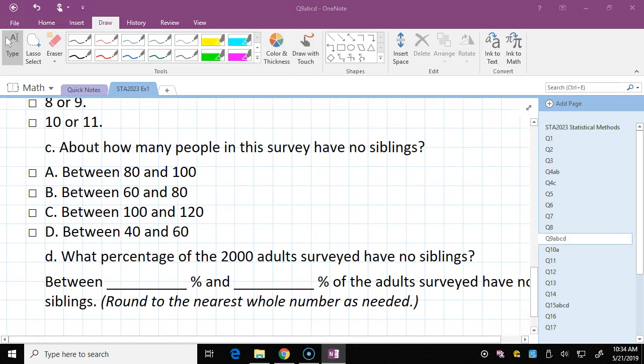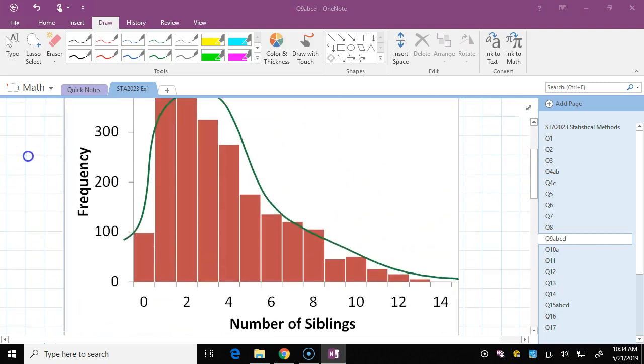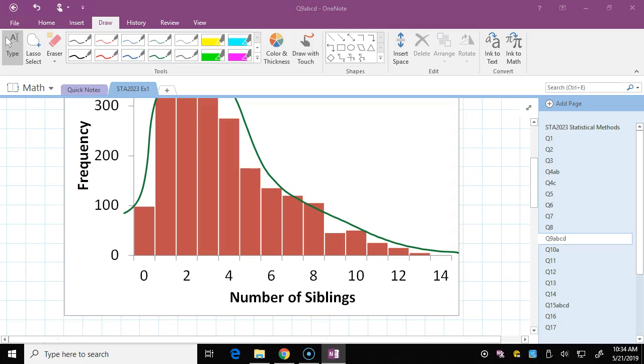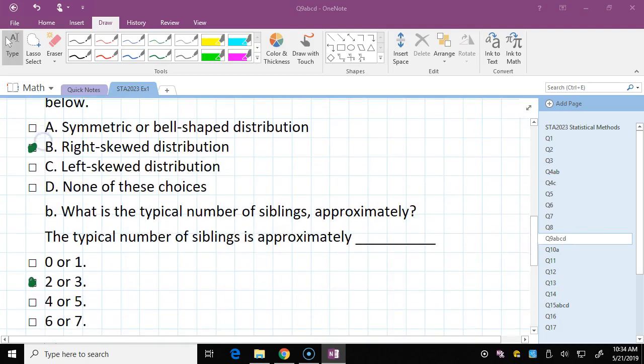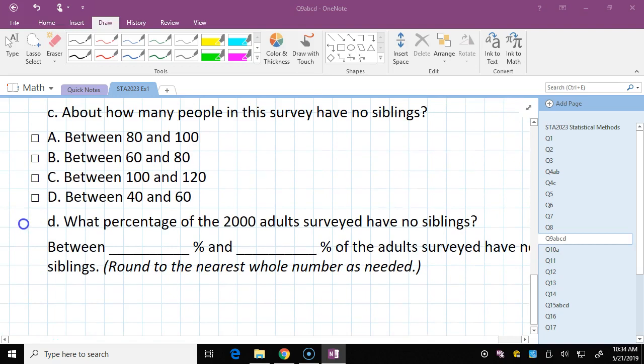All right, so C says, how many people in this survey have no siblings? So you come up to your graph and you look at no siblings and you give me a rough estimate. Say it again. 80 to 100. Although I wouldn't have probably said 80, I would have probably said 90 to 100. I mean, it's really darn close to 100. It's not at 100, but it's darn close to it. So going with their choices, it has to be A, 80 to 100. Although I think 80 is a little low for what they're giving us.